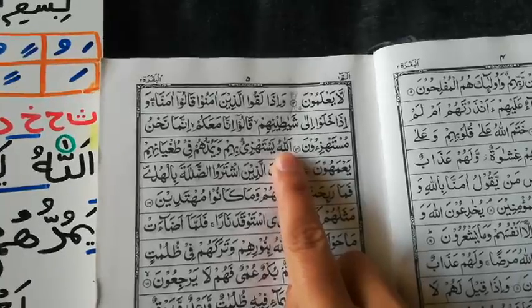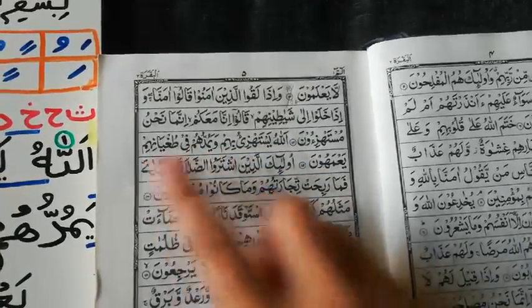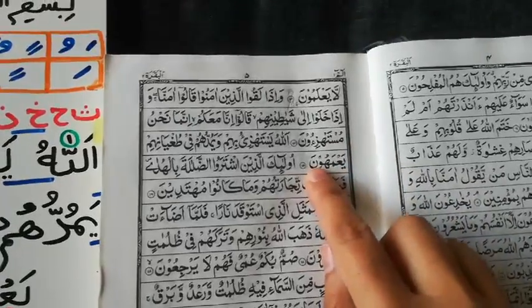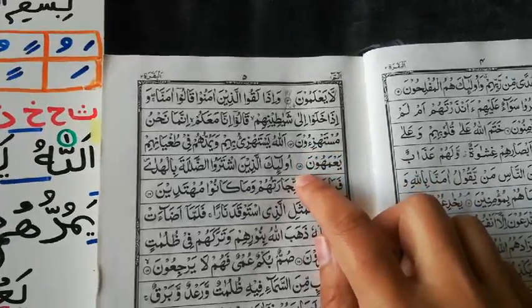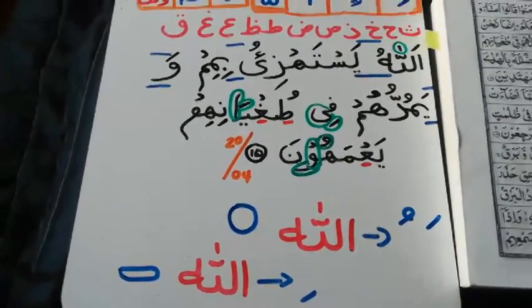Okay, we're going to read today's sabak and then we're going to move on to the board. Bismillahirrahmanirrahim. Allahu yastahzi'u bihim wa yamudduhum fi tughyanihim ya'mahun. Okay, there by ayat number 15, you're going to make a marking and you're going to write today's date, which is the 20th of the 4th month.